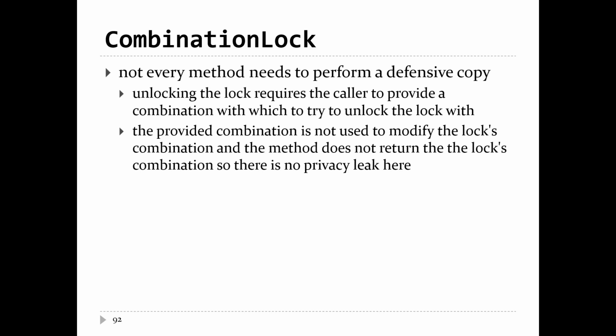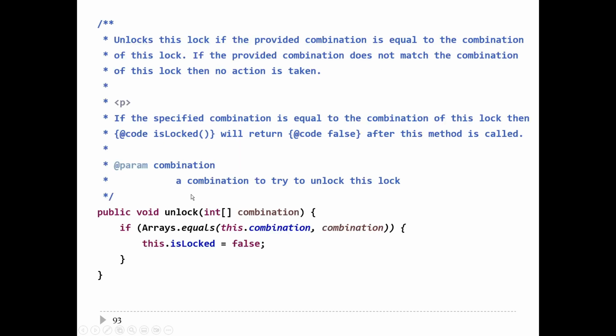So for example, if we want to write a method that takes in an array, and that array contains a combination, and we want to use that combination to unlock our lock, then there's no reason to make a copy of the incoming array. We're not going to assign that array to our lock. All we're doing is checking, is our combination equal to the array that was passed in? So there's no point to make a defensive copy in this case.